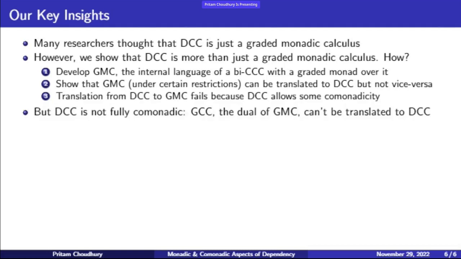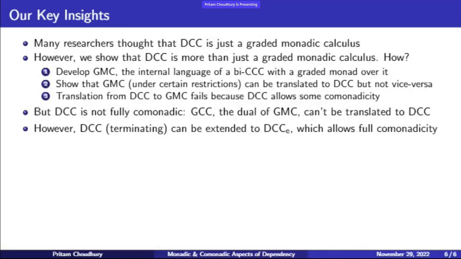But DCC is also not fully comonadic. Why? Because GCC, which is the dual of the graded monadic calculus GMC, cannot be translated to DCC. However, if we extend DCC to DCCE, we can allow full comonadicity in the calculus. And finally, we can show that this extended calculus, DCCE, is equivalent to GMCC, which is GMC plus GCC.